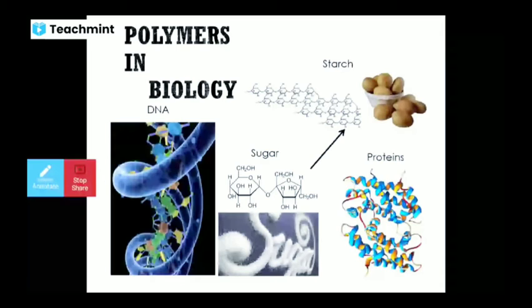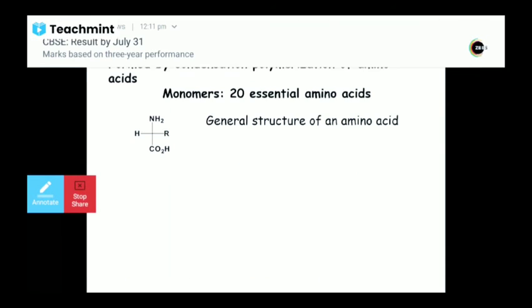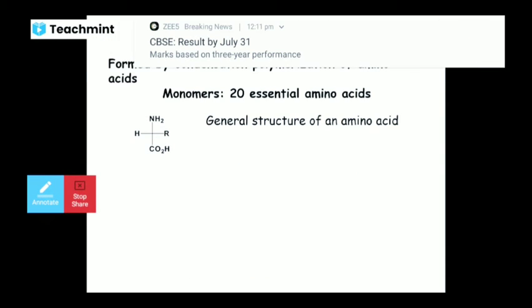Proteins are condensation polymers formed by amino acids. There are 20 essential amino acids as monomers for proteins. General structure of proteins as amino acids.